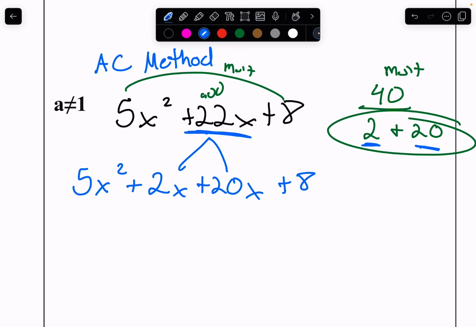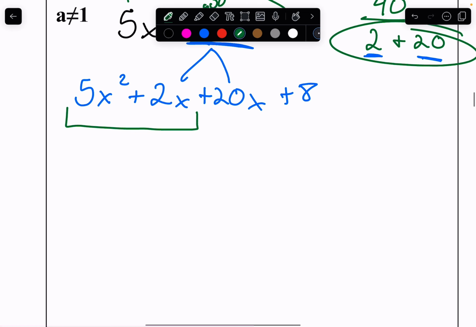Now, at this point, we're actually going to do something called factoring by grouping, which we're going to do later in this video. What that is, you look at the first two terms and you see what you can pull out of those two terms. So you're essentially just finding the GCF. So here, we can't take anything out of a 5 and a 2, but we can take an x out.